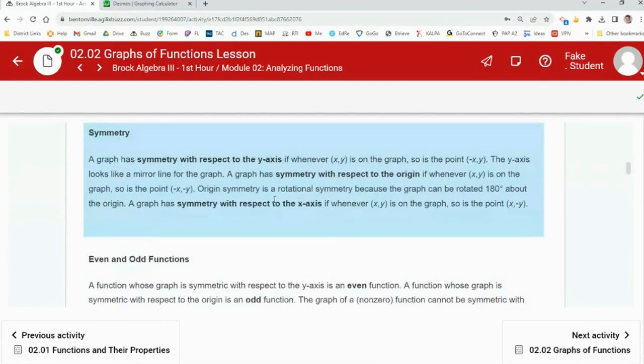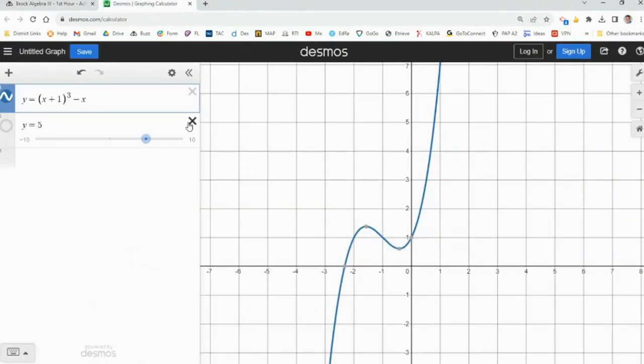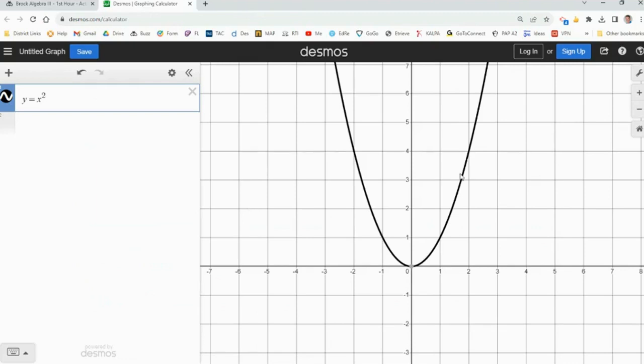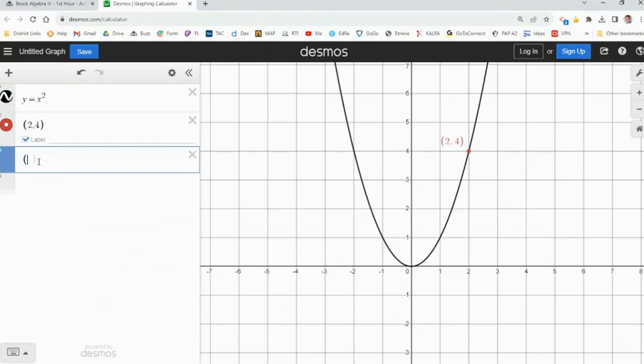All right. A graph has symmetry with respect to the y-axis if wherever there's x, y, there's also negative x, y. Symmetry means it looks like a mirror. For example, y equals x squared. That formal definition said if 2, 4 exists, and it has symmetry over an axis, like the y-axis, that means if 2, 4 exists, negative 2, 4 should exist on the same graph. And it does.